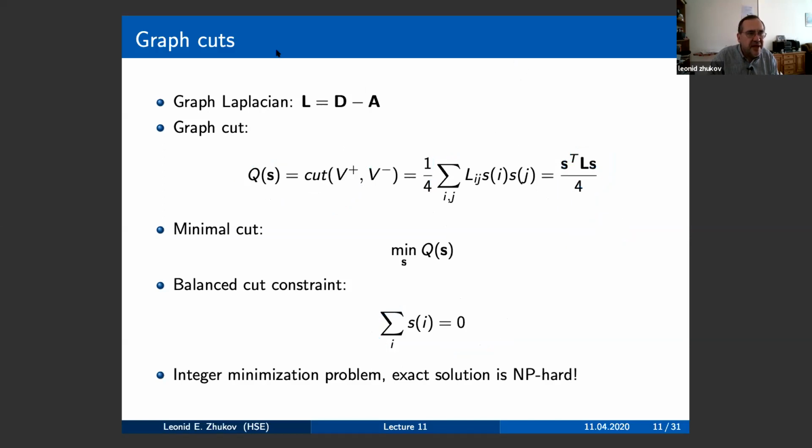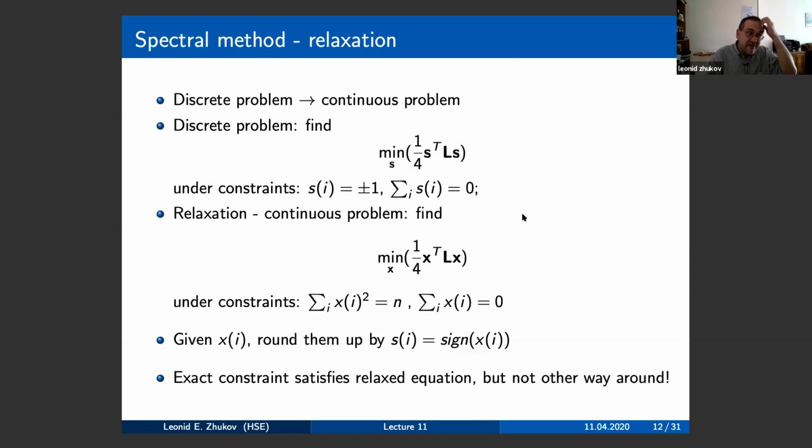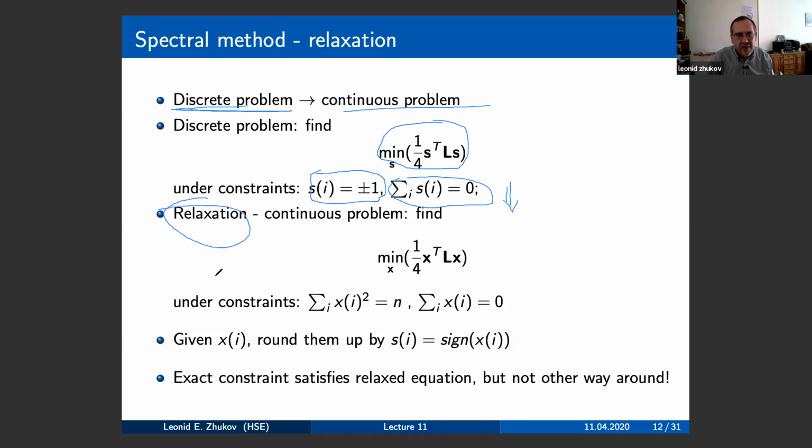Okay. So again, guys, this is probably the most mathematical lecture out of all we have. So what we're doing is we're switching from a discrete problem that is NP-hard to a continuous problem, which means instead of trying to do this minimization under constraints that each s, a label, can be plus 1 or minus 1, and the sum is equal to 0, we are replacing it by what's called relaxation, or by relaxed problem. And so instead of that, we're going to be solving this minimization where x is just a real number.